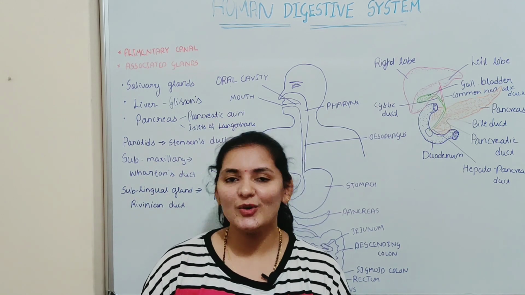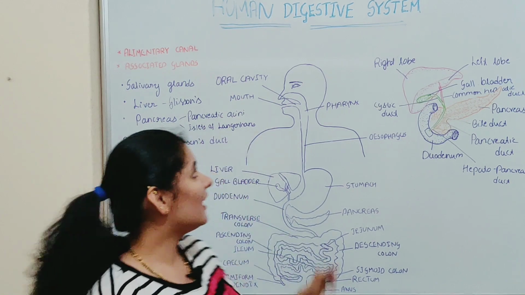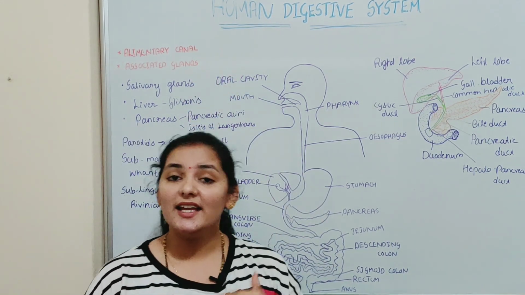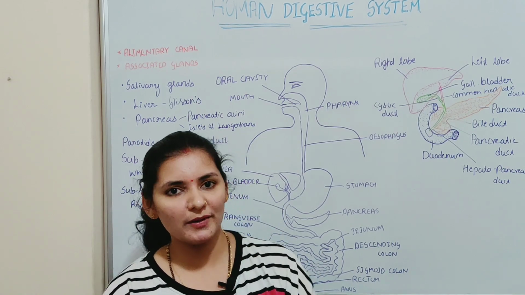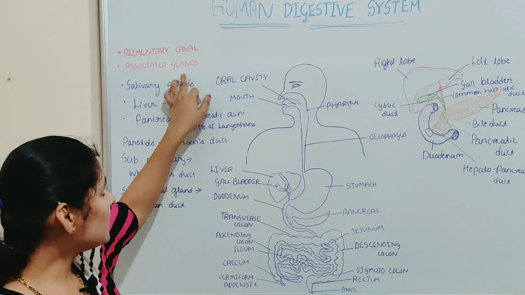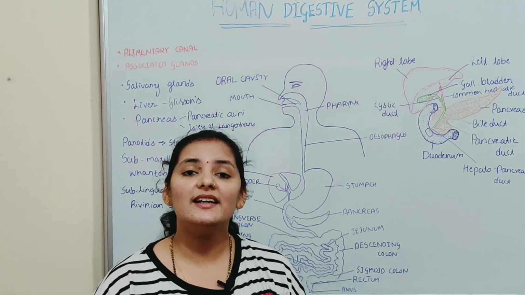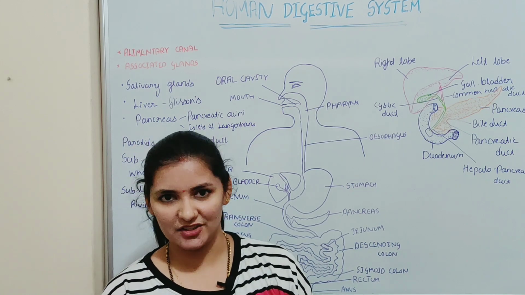In the previous video, I discussed the first component of the human digestive system, that is the alimentary canal. In continuation with that, in this video, I'm going to talk about the second component, that is associated accessory glands. Associated accessory glands are also called digestive glands. These are the glands which help in the process of digestion.